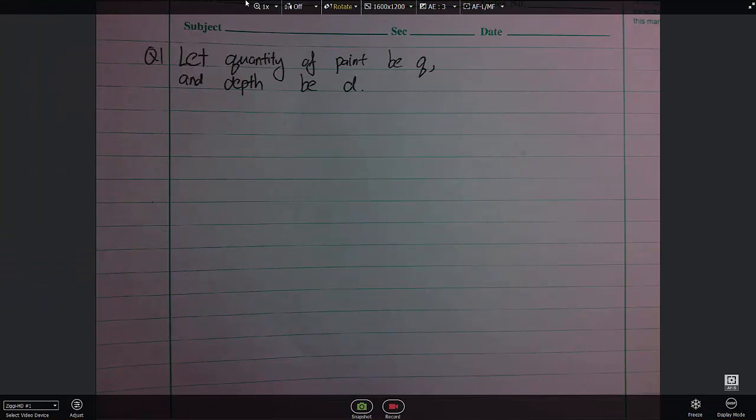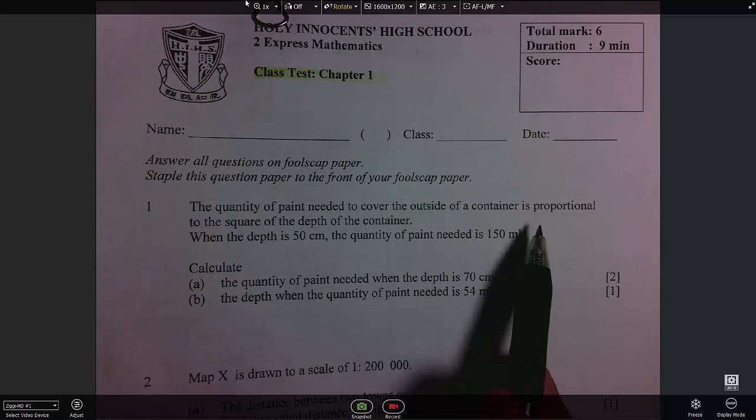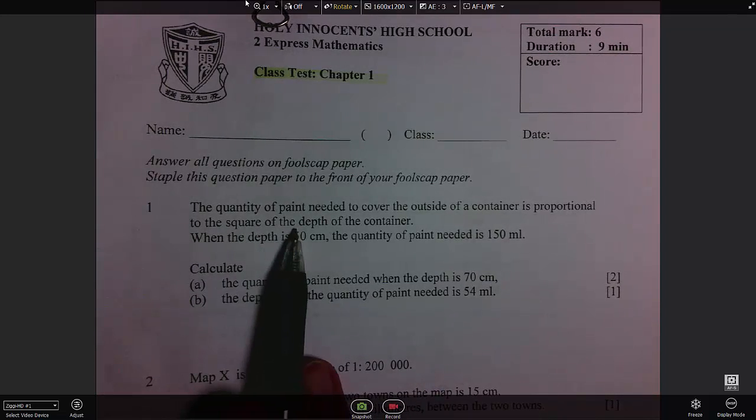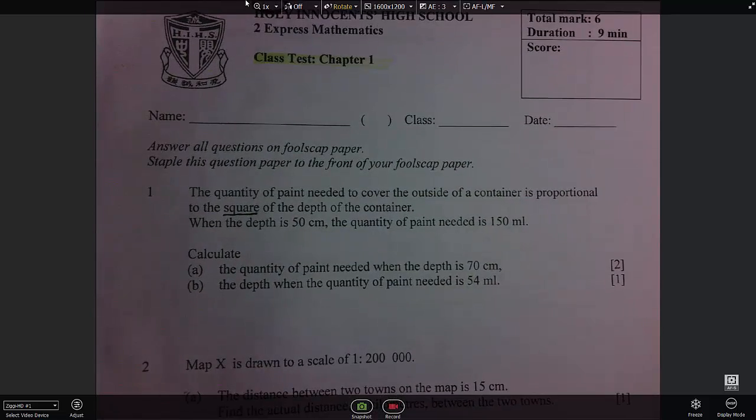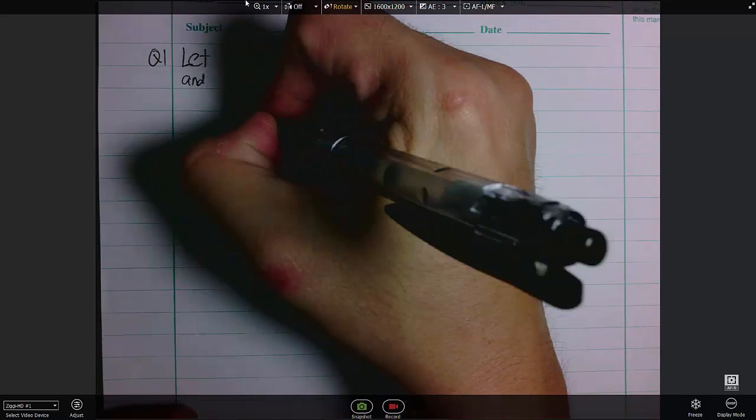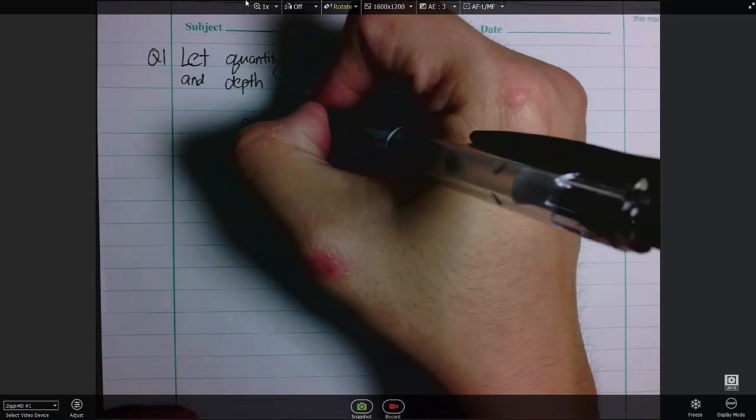Alright, I do corrections now for the class test on chapter 1. First and foremost, I have defined the quantity of paint as Q and the depth as D. If you read the question, down here they tell you that the quantity of paint is proportional. Proportion means directly proportional to the square of the depth. Many of you forgot this word, the square of the depth of the container. So now if it's directly proportional, I'll say that Q equals K, which is a constant, times D square.